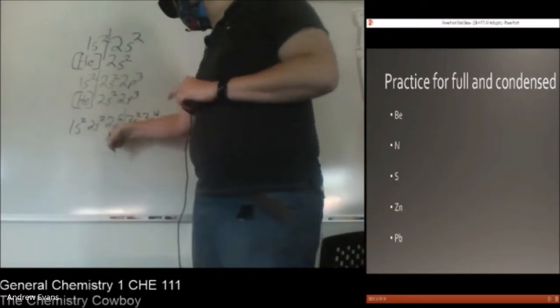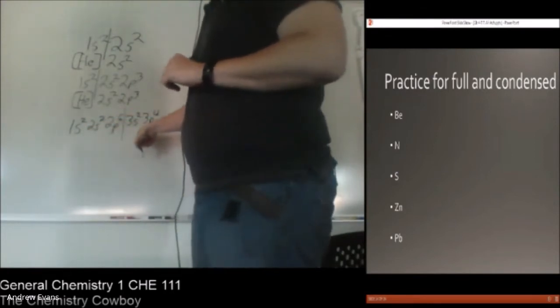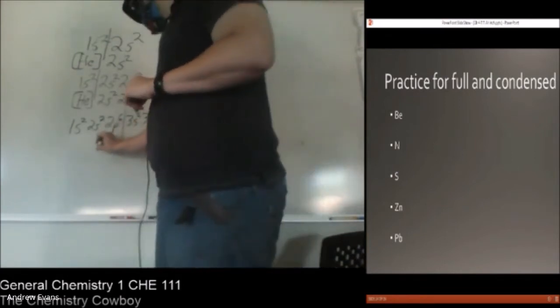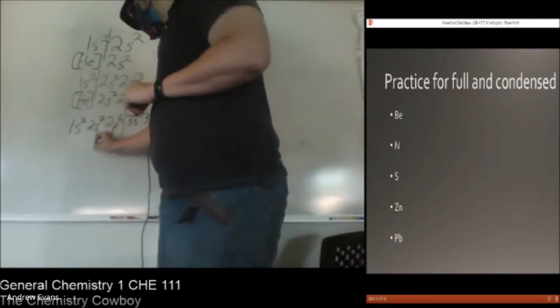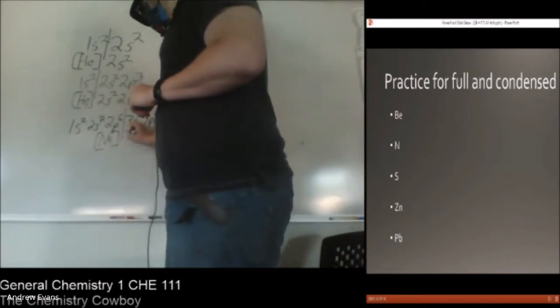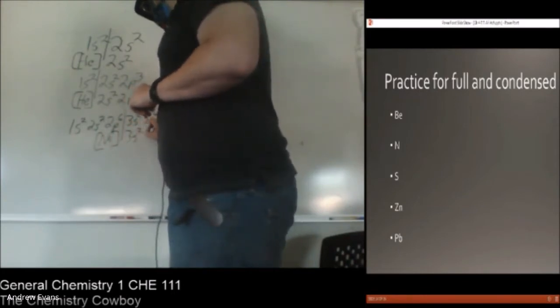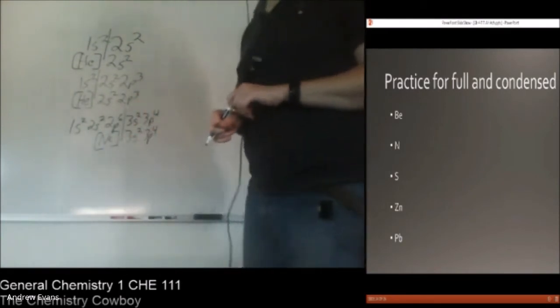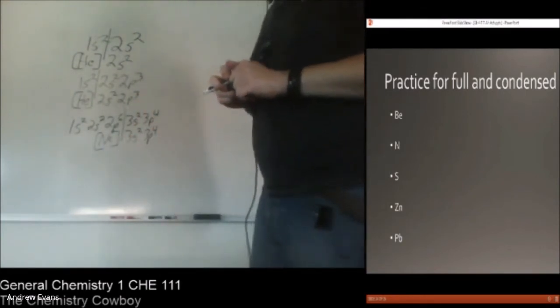Separating the 1s and the 2s from the 3s. One row up, all the way over is neon. This becomes neon, 3s2, 3p4. Starting to become more worthwhile to condense this.